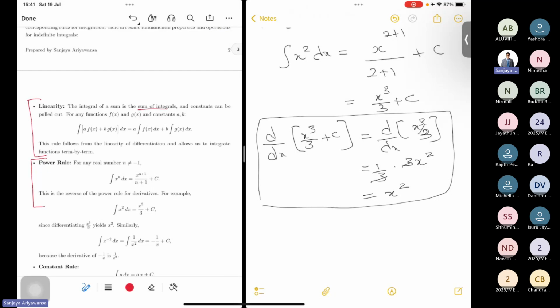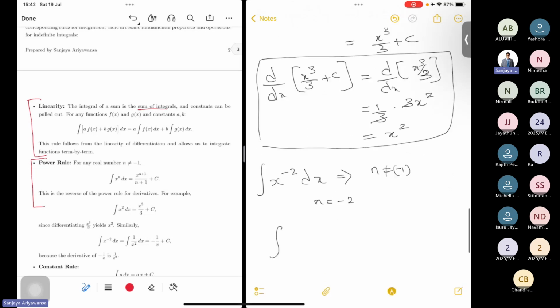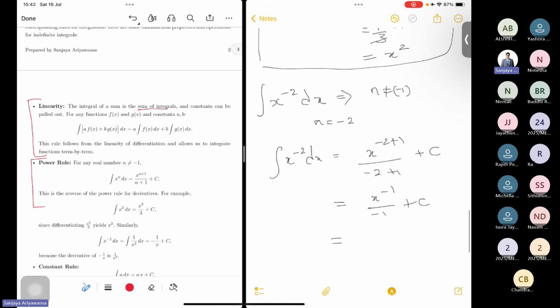Example number 2, what have I taken? x to the power minus 2. That's also fine. I want to integrate x to the power minus 2. Okay. First, I have to check whether n is equal to minus 1. No, it's not. n here is equal to minus 2. Right. So if I were to integrate this, what do I do? x to the power minus 2 plus 1 divided by minus 2 plus 1. Don't forget the constant. Then what do I get here? x to the power minus 1 divided by minus 1 plus c. So x to the power minus 1 is 1 over x. I say minus 1 over x plus c.